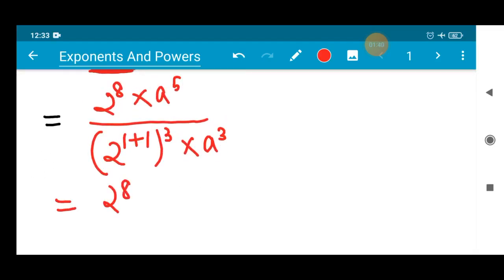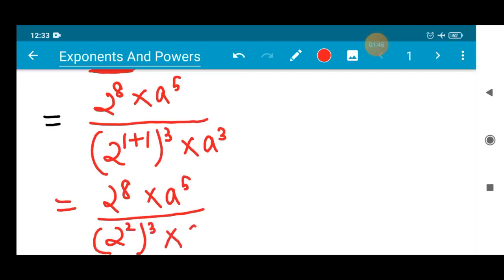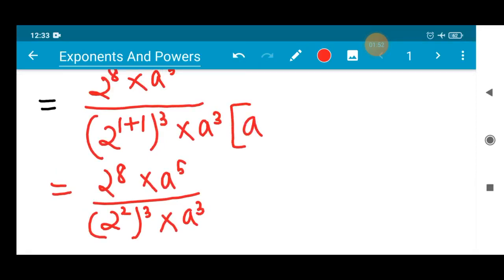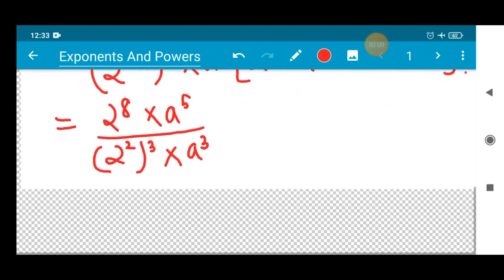So 2 to the power 8 into a to the power 5 divided by 2 square to the power 3 into a cube, right? This can be done. Which rule I have used here? The rule is a to the power m into a to the power n is equal to a to the power m plus n. So whatever rule you are using, that needs to be written.